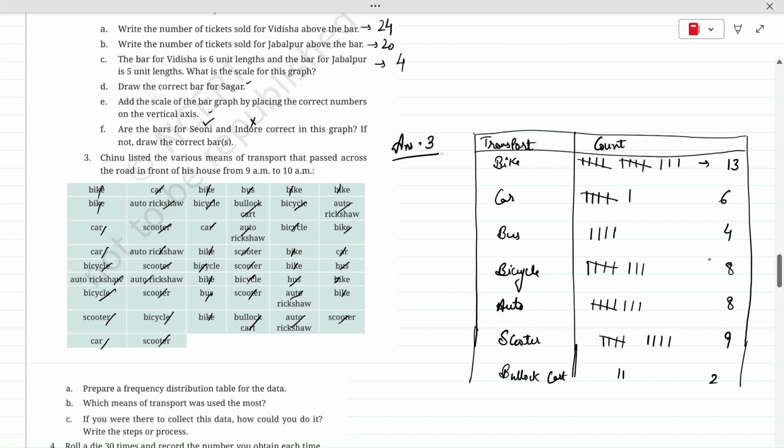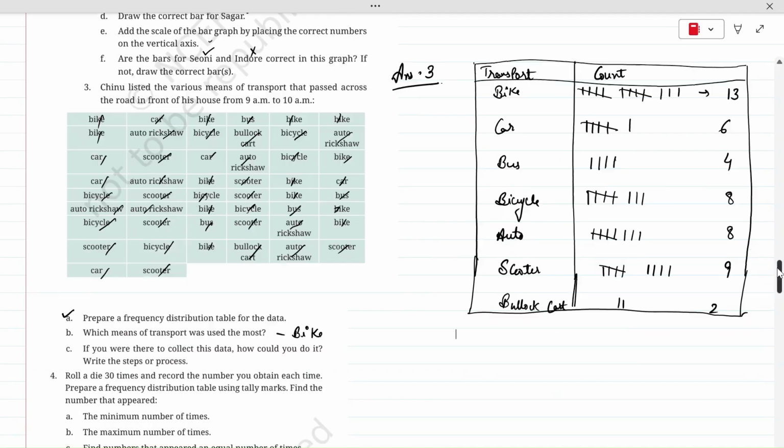This we have done. Which means of transport was used the most? Kids, if you see here, the means of transport used the most is bike, because the number is 13, the maximum number. If you were there to collect this data, how could you do it? Write the steps or process. Again, we can count it, or we can also do tally marks. I personally feel that tally marks is a better way to count because you can do it in a fast manner.